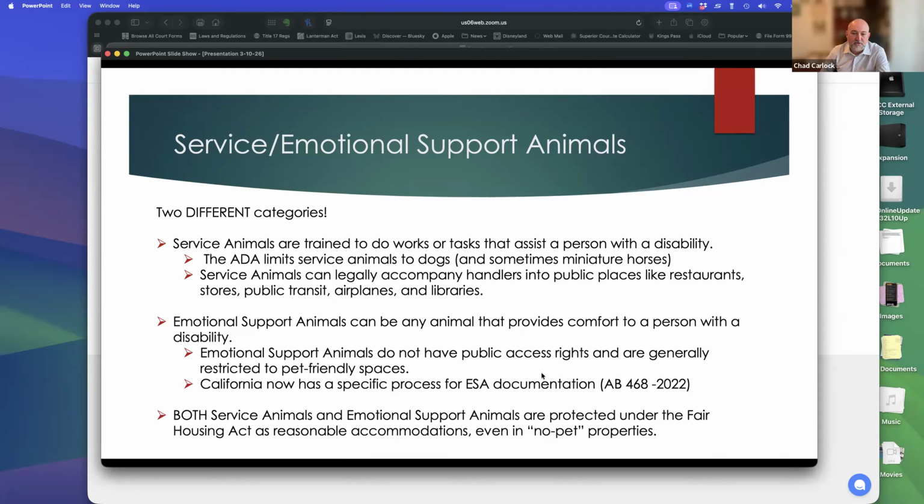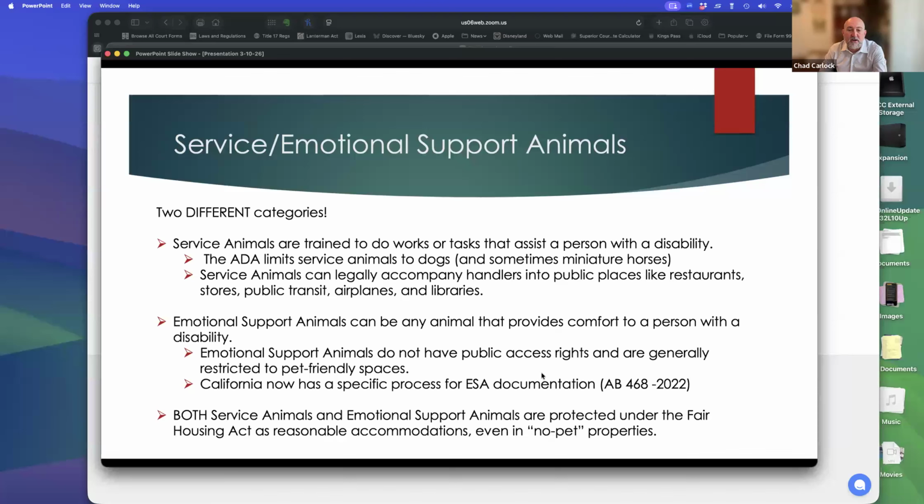Emotional support animals do not have those public access rights. So you can't bring your emotional support animal to the movie theater with you, but you can bring your service animal to the movie theater. They're generally restricted to pet-friendly spaces, so any place where a non-emotional support animal could go.